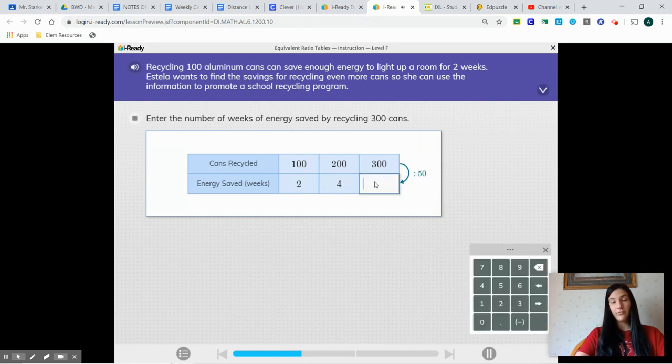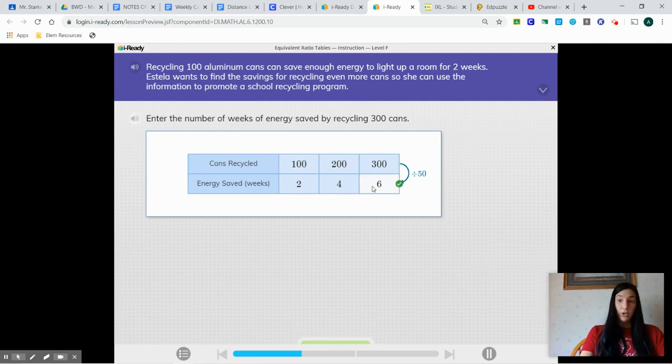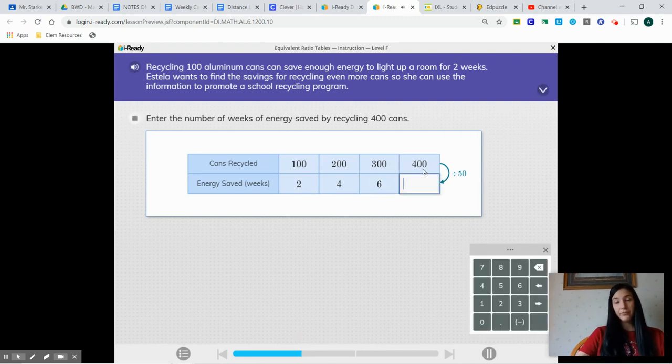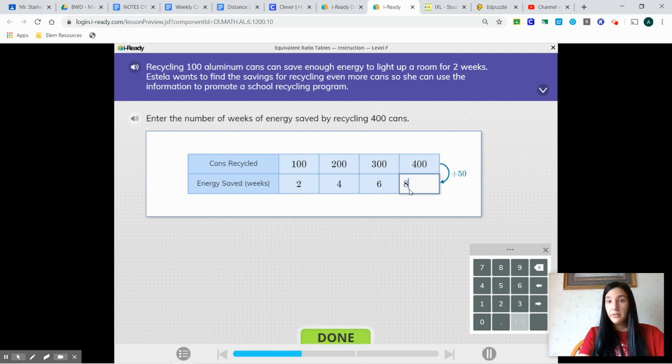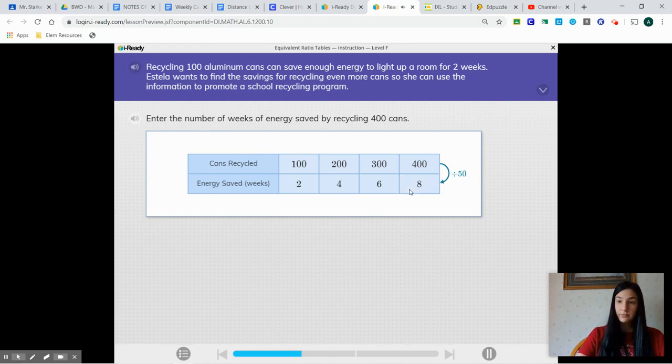Enter the number of weeks of energy saved by recycling 300 cans. So again, we can either divide 300 divided by 50, or we can say 100 times 3 gets us to 300. 2 times 3 will get us to 6. 300 divided by 50 is also 6. Enter the number of weeks of energy saved by recycling 400 cans. Same thing. From 100 to 400, multiply by 4. So 2 times 4 is 8. 400 divided by 50 is also 8. Great work!